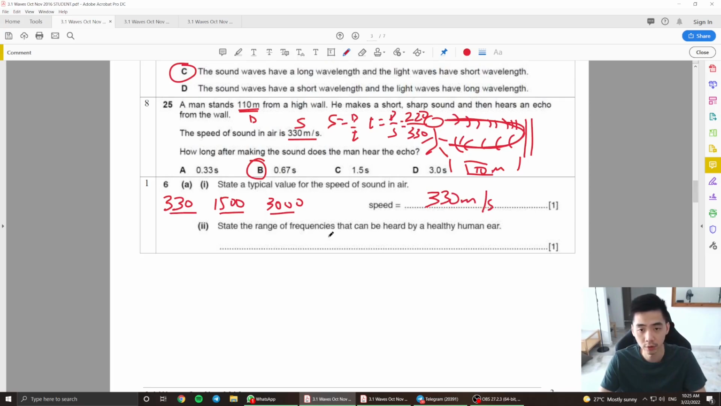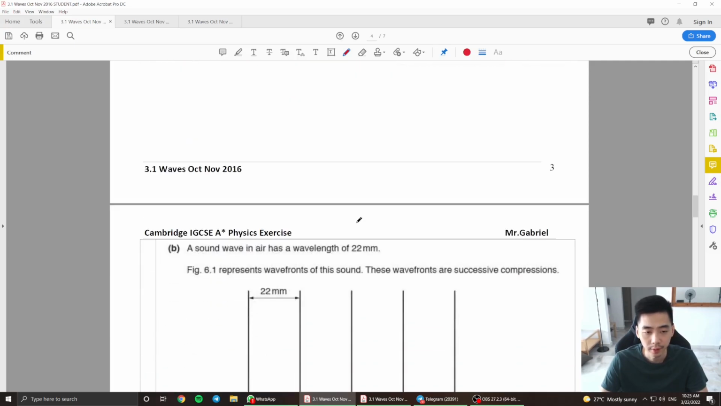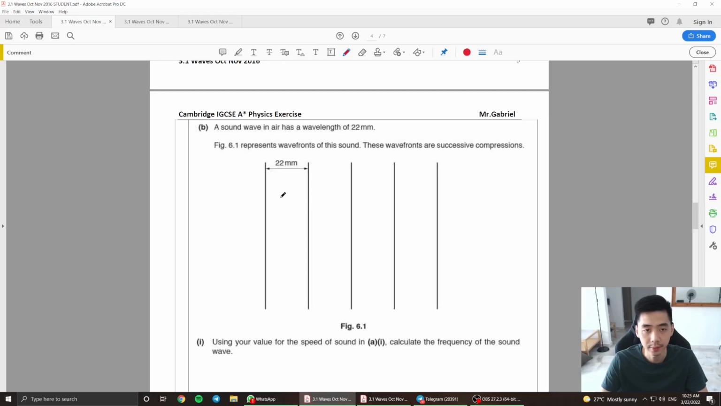And state the range of frequencies that can be heard by a healthy human ear. The range of frequencies is always going to be 20 to 20,000 hertz, guys. This is a very standard question with a very standard answer as well. You have to remember these numbers. All right. Then moving on to this next part here.